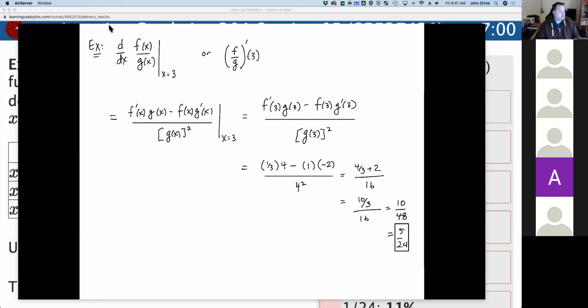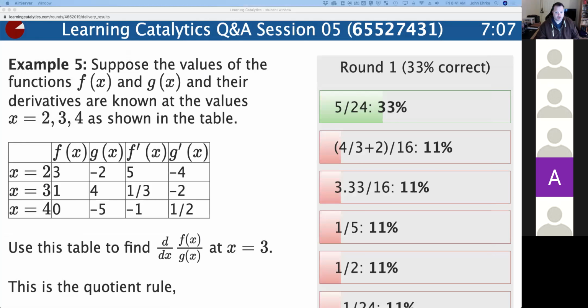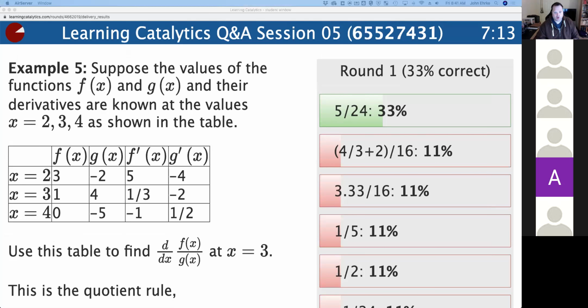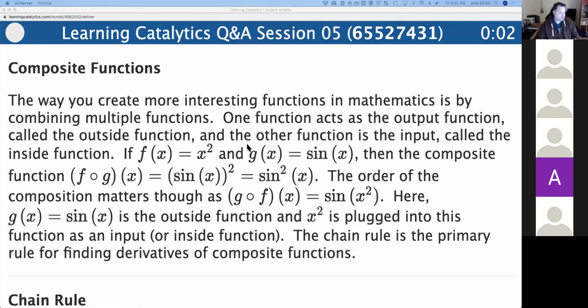All right, we have 9 minutes remaining. So in the 9 minutes that are left, what I would like to do now is introduce to you the chain rule. Obviously, we're not going to have enough time to do enough problems, but I at least want to show you the rule.